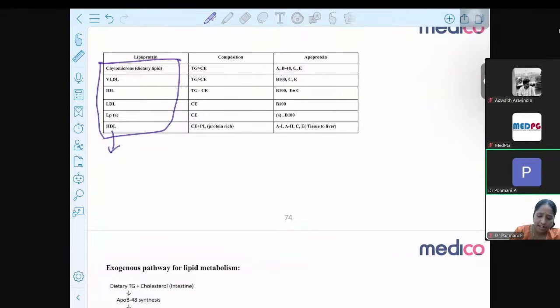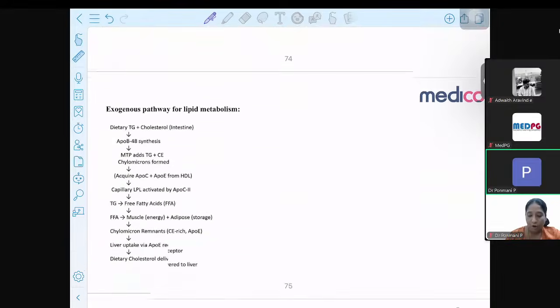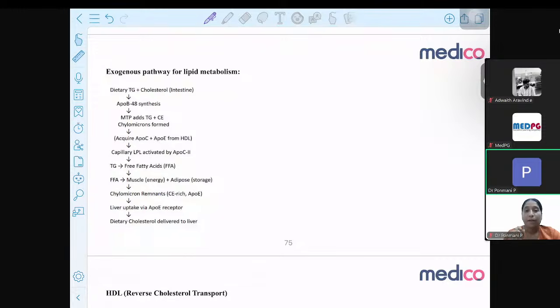Among these, HDL is a good lipoprotein. Each one has a different composition of triglyceride and cholesterol esters. And among these, apoprotein B100 is seen in most of the atherogenic lipoproteins. Okay, understand this. Understanding this, we will go into another concept because we need to remember about two drugs, that is lomitapide and mipomersen.